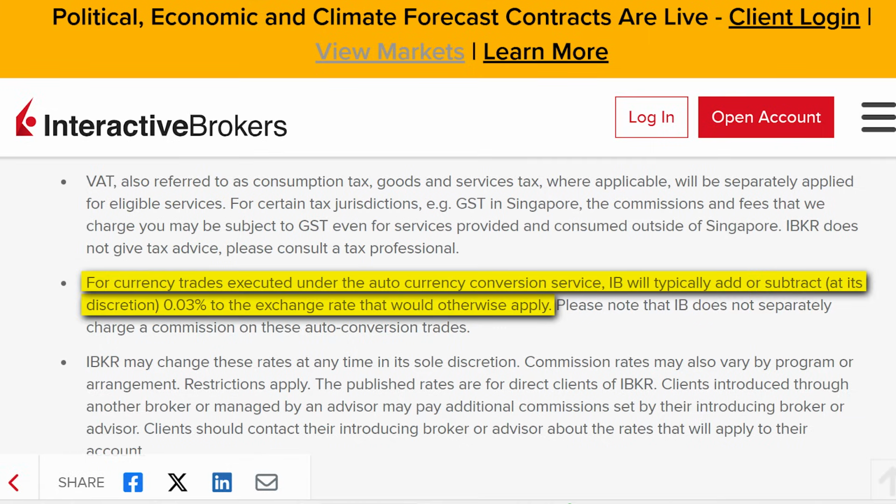So now that we understand how auto currency conversion is triggered, the next question is what the actual fee is when IBKR converts your currency for you automatically. While IBKR does not explicitly charge the $2 fee during auto currency conversion, the cost is actually built into the exchange rate itself. According to IBKR's disclosures, auto-conversion applies a spread that can be up to plus or minus 0.03% from the prevailing market rate.